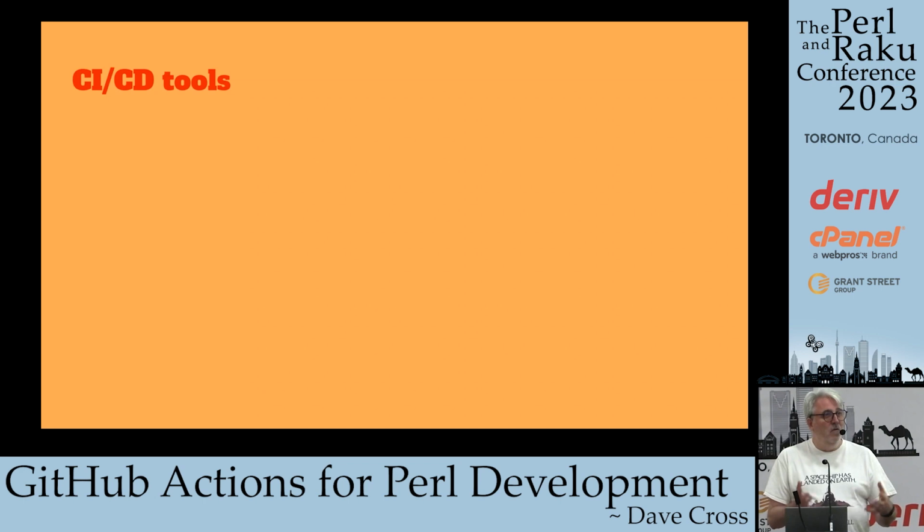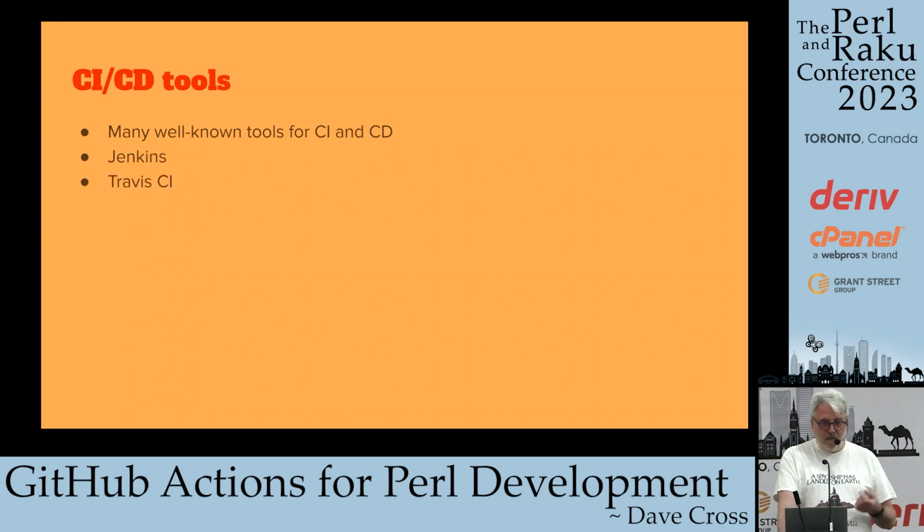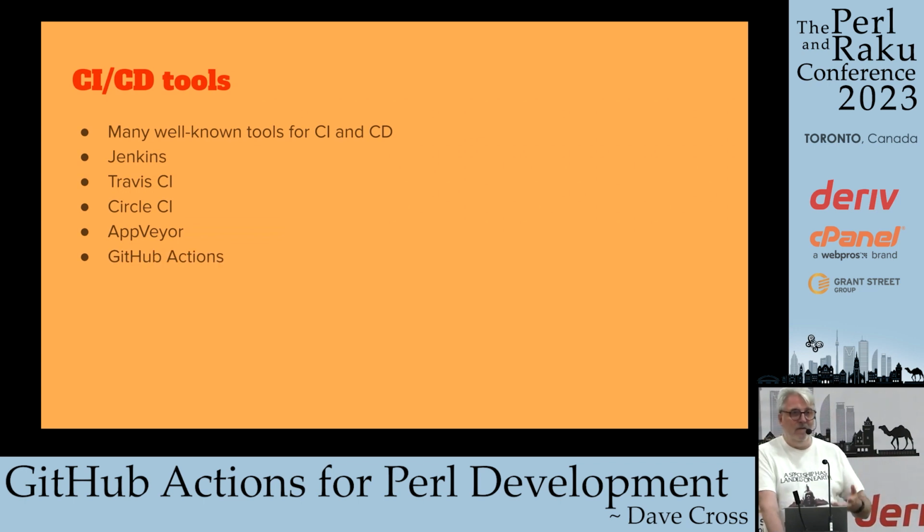So you'll all be aware, no doubt, of various CI and CD tools: Jenkins, Travis CI, Circle CI, Appveyor, and GitHub Actions is one of the newer ones around.